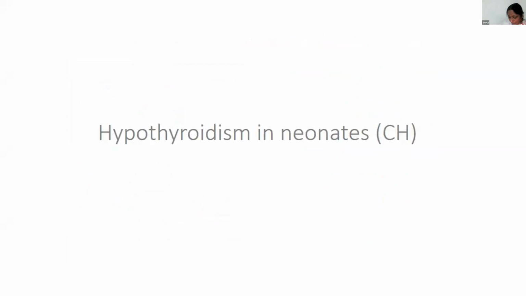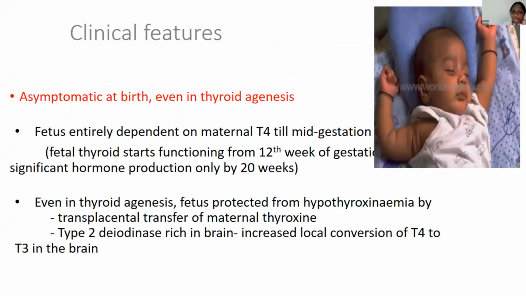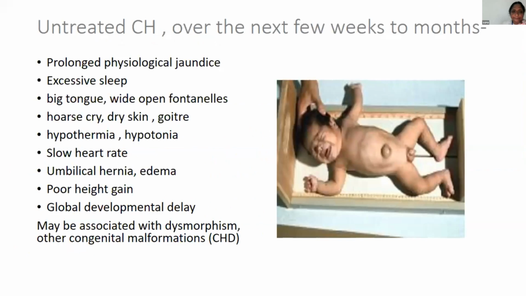Moving on to hypothyroidism in neonates, or congenital hypothyroidism, we know that it is asymptomatic at birth even when there is no thyroid gland. This is because although the fetal thyroid starts functioning from the 12th week of gestation, and there is significant hormone production only by 20 weeks or so, the fetus is entirely dependent on the maternal thyroxine till mid-gestation. So even in thyroid agenesis, the fetus is protected from hypothyroxinemia by the transplacental transfer of maternal thyroxine.